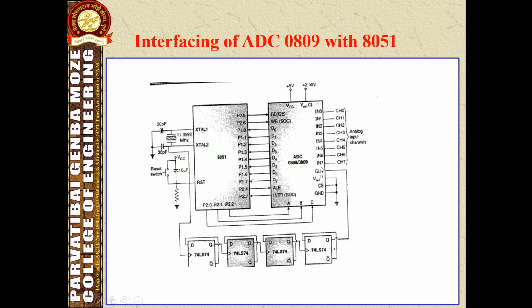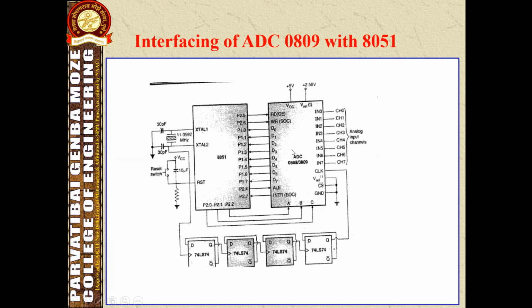After 50 nanoseconds, the address must be latched, and this is done by sending the ALE signal. This is the address latch enable pin. After sending the ALE signal, the address will be latched. And after 2.5 microseconds, the start of conversion signal must be made high. This is the start of conversion pin.